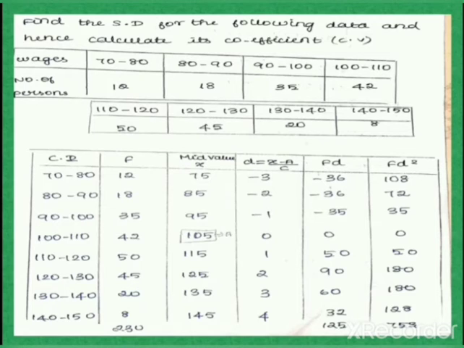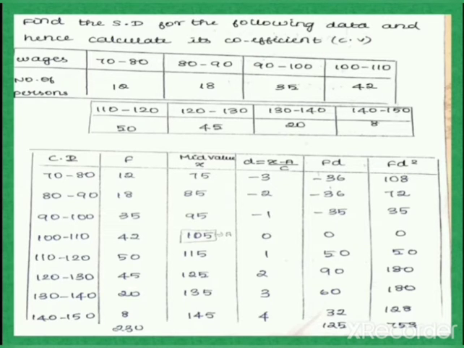Find the standard deviation for the following data and hence calculate its coefficient of variation. So we have to calculate here standard deviation and also coefficient of variation. You know how to calculate standard deviation. Here wages and number of persons are given. So our data are continuous, with class intervals, so we have to use continuous data for this problem.